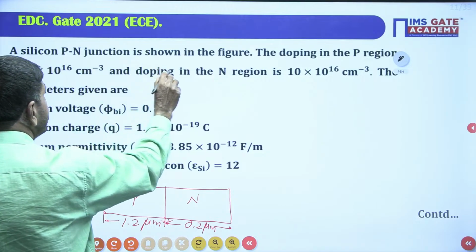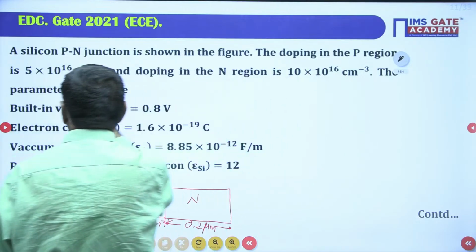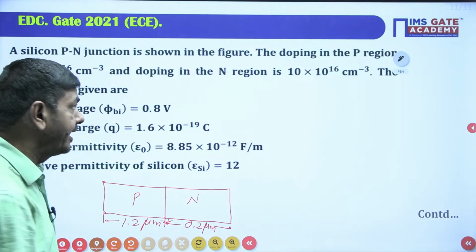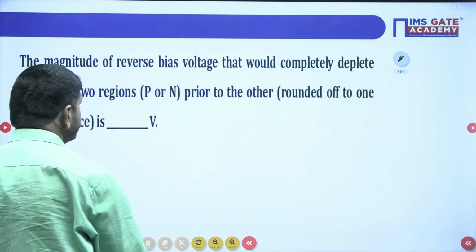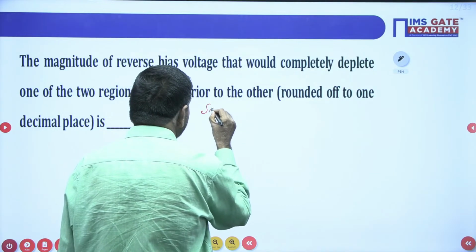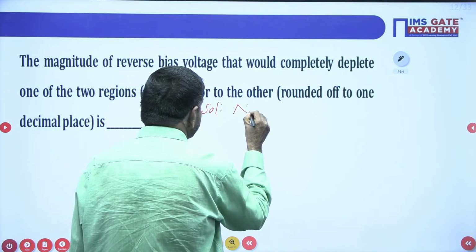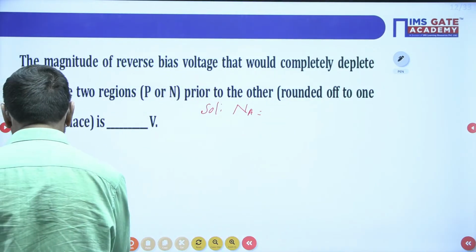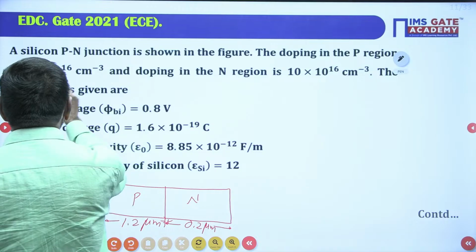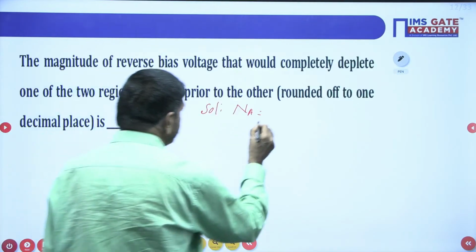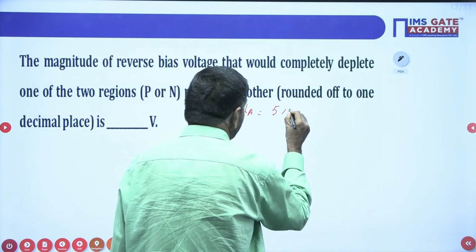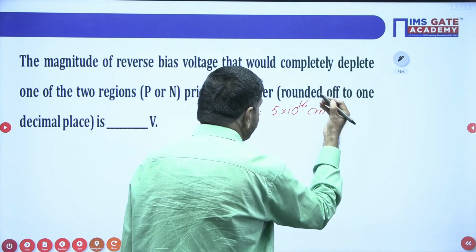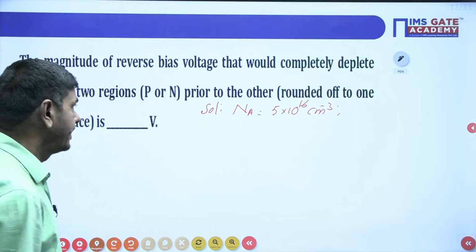A silicon PN junction, doping of the P region is given now. Doping of the P region indicates N suffix A, the acceptor concentration, which is given in the problem. I will do the solution here now. The Na value given here is 5 into 10 power 16 per cm cube. That value is Na.